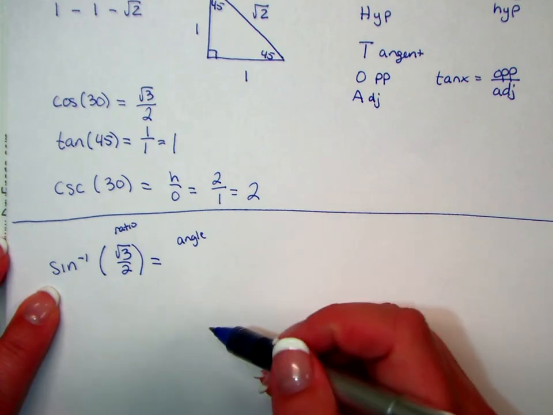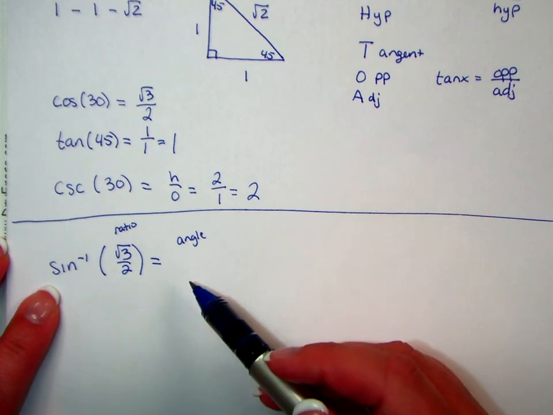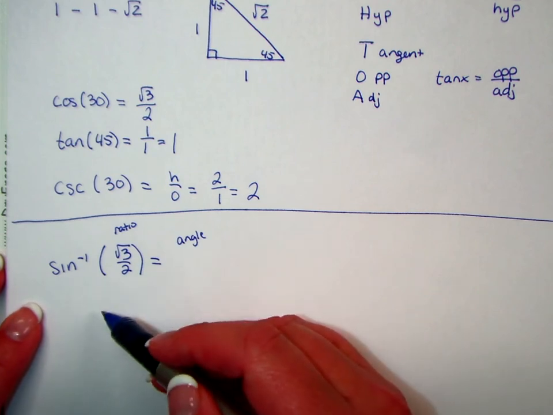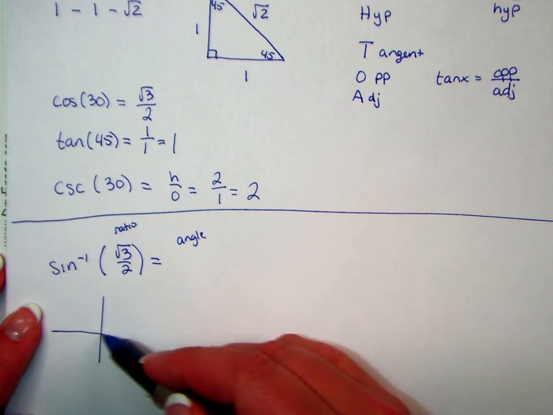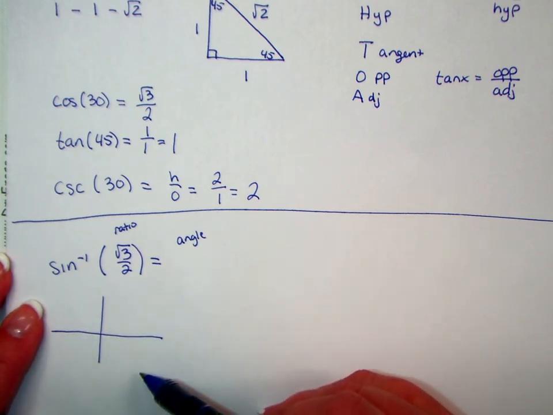Well, what I'm going to do is I'm going to draw the triangle. And because of the domains and the restricted domains of sine, cosine, and tangent, I'm going to make sure I draw those ratios in the correct quadrant, right? So sine inverse was restricted to quadrant 1 and quadrant 4.